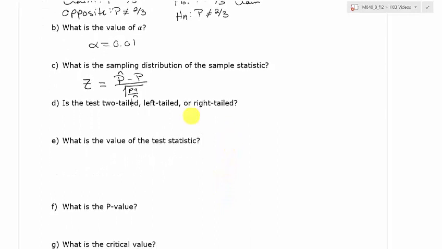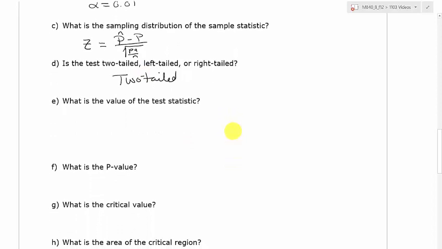Is this a two-tailed, left-tailed, or right-tailed test? This is two-tailed. Not equal to gives you a two-tailed test. Greater than would be right-tailed, less than would be left-tailed. What is the value of the test statistic?